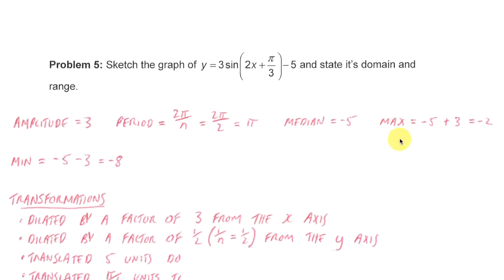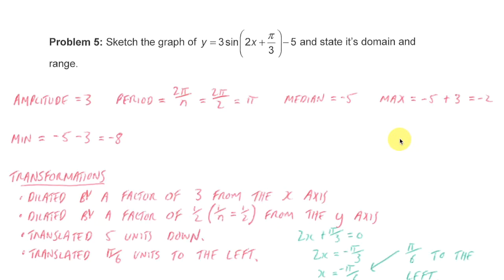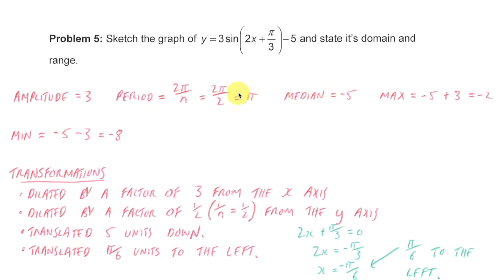Okay, problem 5. Sketch the graph of this and state its domain and range. So we've got everything going on now. It's as complicated as it gets. Our amplitude is just the magnitude of that 3. The number immediately in front of the x is 2. So the period will be 2 pi on 2, which just becomes pi. So it takes us pi to cover 1 full cycle of the graph.